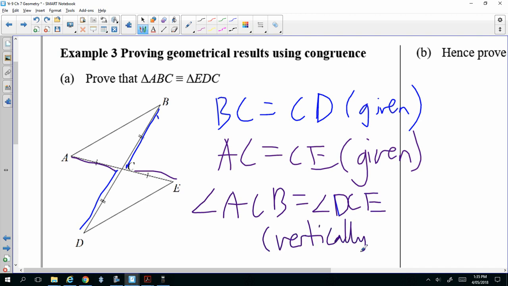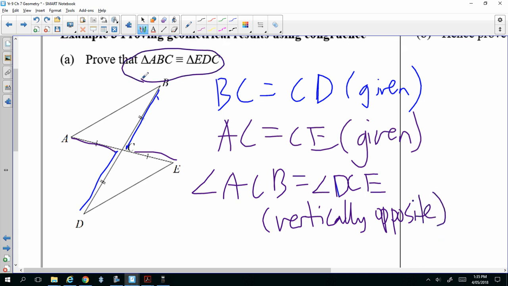Okay, now we can write a conclusion. So the conclusion is just a matter of copying down the question with a test attached at the end. Triangle ABC is congruent to triangle EDC. Okay, just copy this down and write down a test.